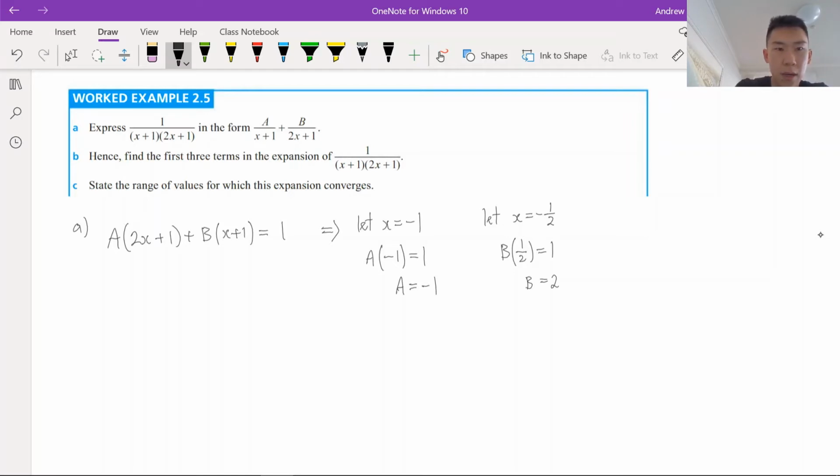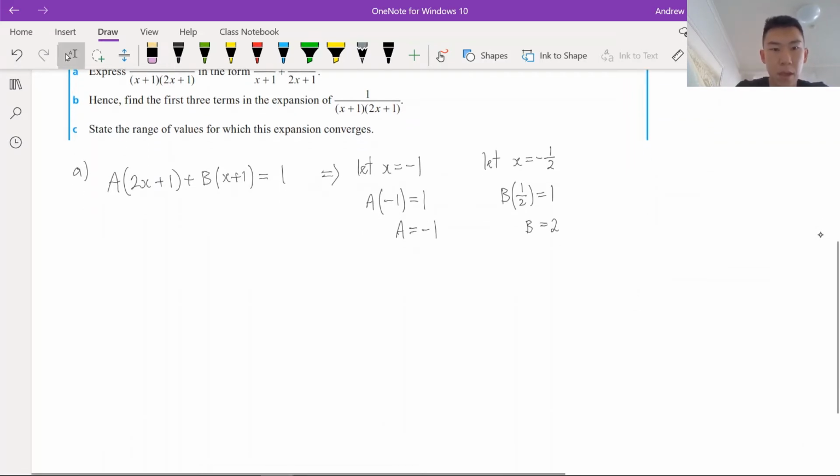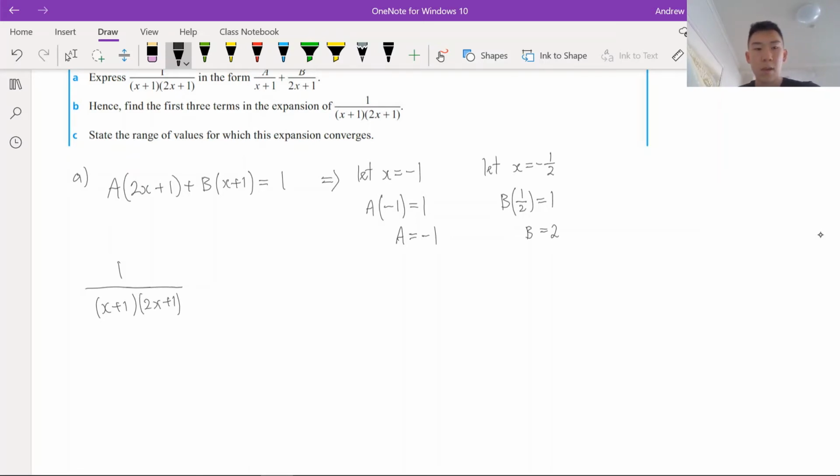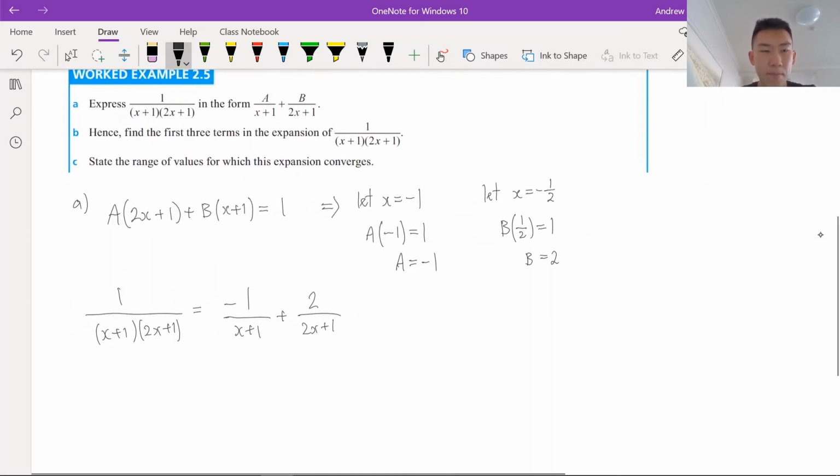So the partial fraction, the solution to part A, would be 1 over (x plus 1)(2x plus 1) equal to -1 over x plus 1 plus 2 over 2x plus 1. Alright, so there's our partial fraction from A.